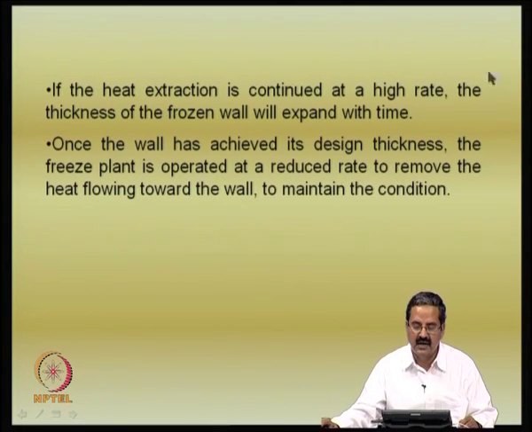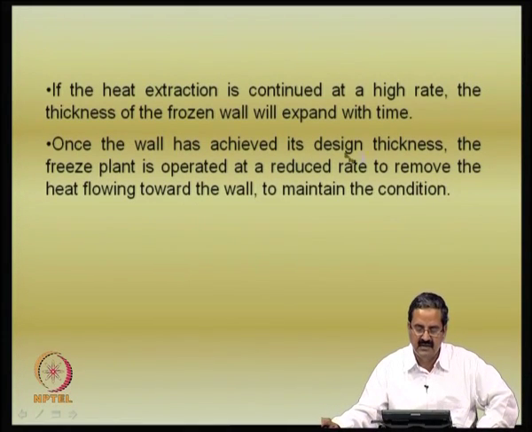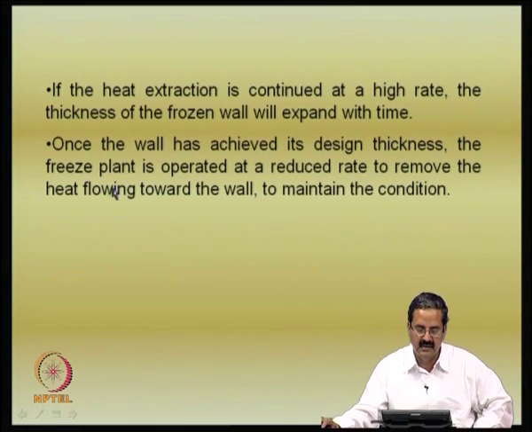If the heat extraction is continued at a high rate, the thickness of the frozen wall will expand with time. For example, you are trying to remove the heat from the system, that heat you are trying to recover actually. So, the thickness of the frozen wall will expand with time. The higher the rate, the higher the expansion of the wall. Once the wall has achieved its design thickness, the freezing plant is operated at a reduced rate to remove the heat flowing towards the wall to maintain the condition. Once you get a thickness which is sufficient to see that the design is satisfactory, the plant is operated at a reduced rate.